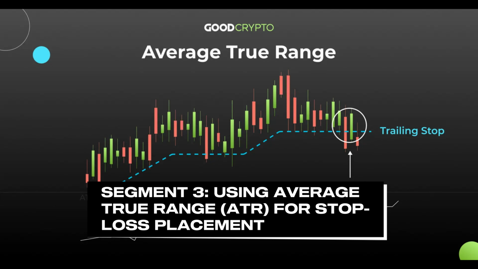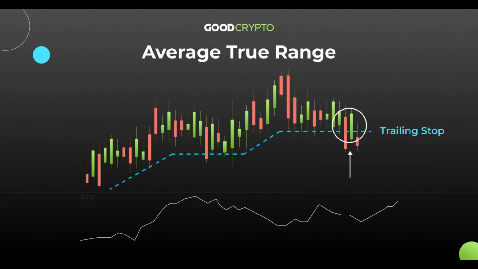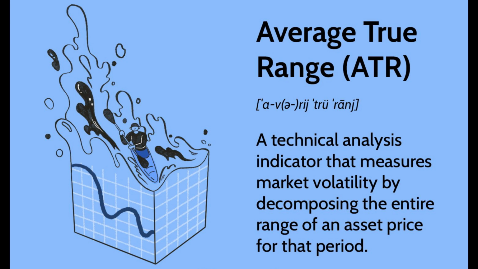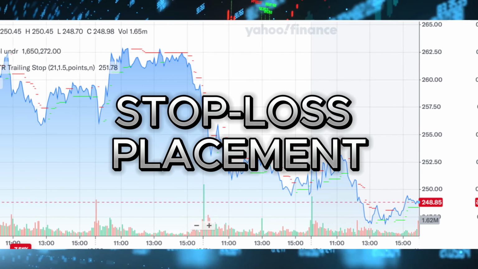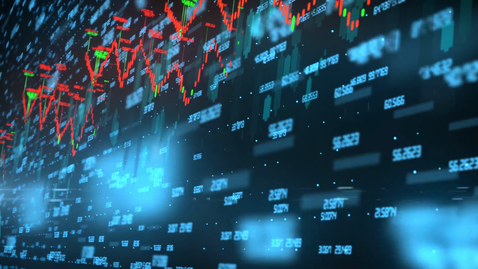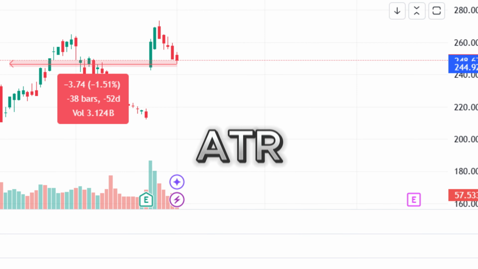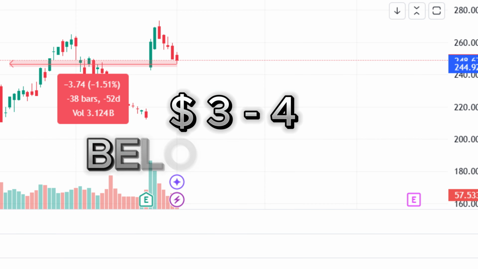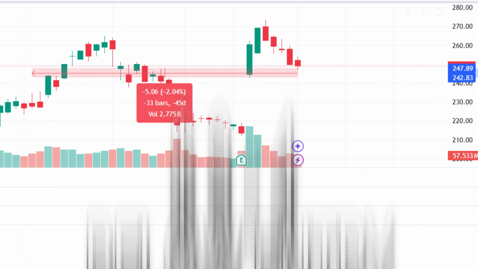Using the average true range indicator is another effective approach. ATR measures a stock's average volatility, giving you insight into how much it typically fluctuates. Placing your stop loss at 1.5 to 2 times the ATR helps avoid being stopped out by typical price movements. Example, if a stock's ATR is $2, setting your stop loss $3 to $4 below your entry aligns it with the asset's natural volatility.